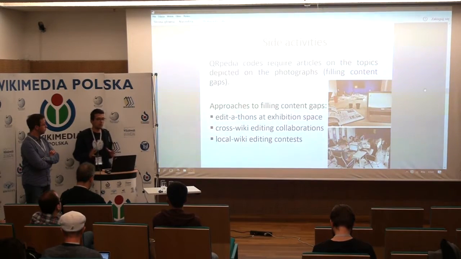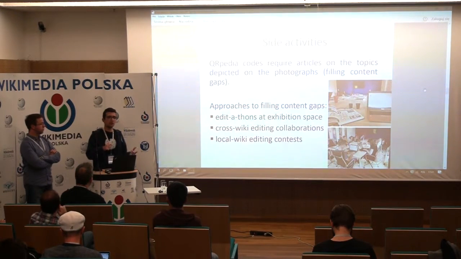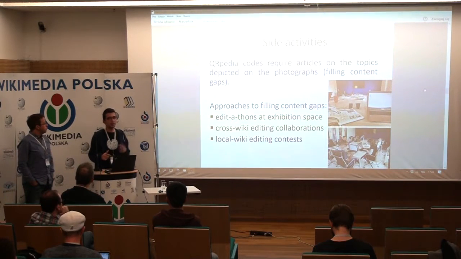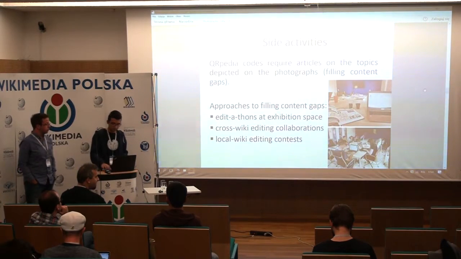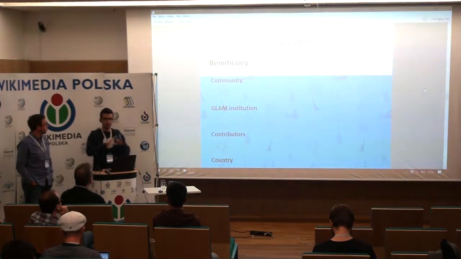It's also possible to have a cross-wiki editing collaboration. For example, to dedicate a week in which the Macedonian Wikipedia community is going to edit articles about Brazil and vice versa. The Brazilians are going to edit articles about Macedonia. And the third way is to organize a writing contest or an editing contest in which the topic will be dedicated to the country which is going to be represented at the exhibition.